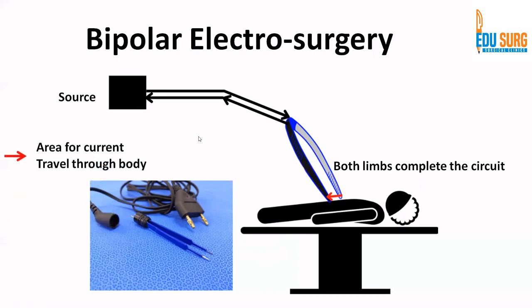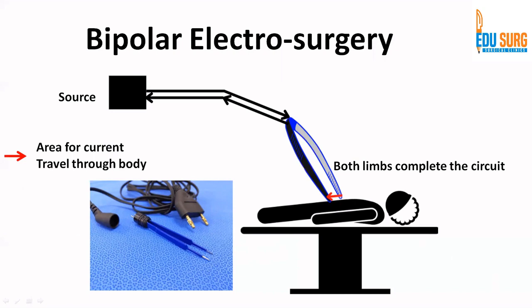Why is this important in bipolar? This is because the area of current travel through the body is very minimal. It is only between these two blades that the current travels in the body. So lateral thermal spread and chances of electrical burns in the patient are less when we use bipolar electrosurgery.